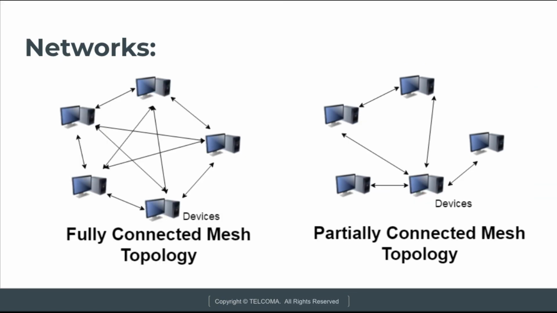So the types of mesh network are fully connected mesh network and partially connected mesh network. In fully connected mesh network, you can see that every node in the network has a connection to each other node in the network. Whereas in partially connected mesh network, you can see here that at least two of the nodes in the network are connected to multiple other nodes in that network. You can see that this node is connected to multiple devices, but this device has only one connection. So this is a partially connected mesh network. So these are the types of mesh network.